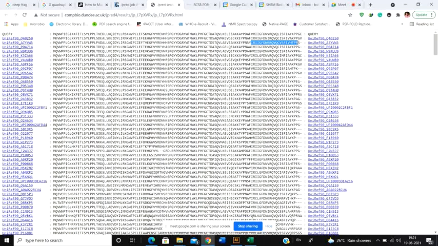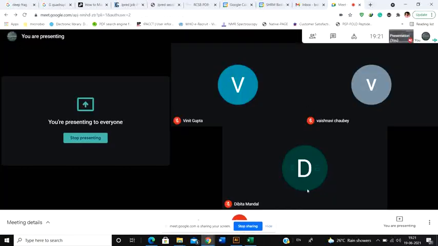Now in this particular case, I would like to say that there are two types of sequence. One is the consensus sequence, another is the conserved sequence. Now, can anyone tell me the difference or the definition of these two sequences? The consensus or the conserved? I think this is a very easy answer. Conserved and consensus sequence.